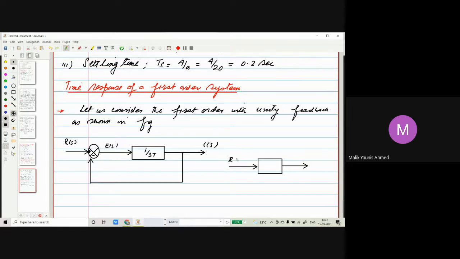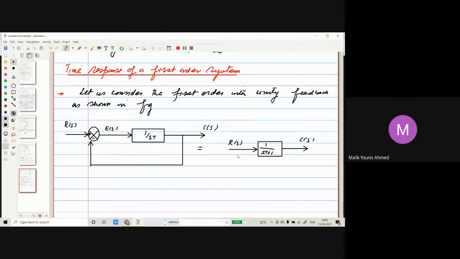Now this I can write like this. R(S), we know what the formula is: G(S) by 1 plus, minus is there, G(S) by 1 plus G(S) H(S). So that is the formula for solving this block diagram. So by that we will get 1 by ST plus 1. So that is C(S) here, which will be equivalent to this first order system with unity feedback.